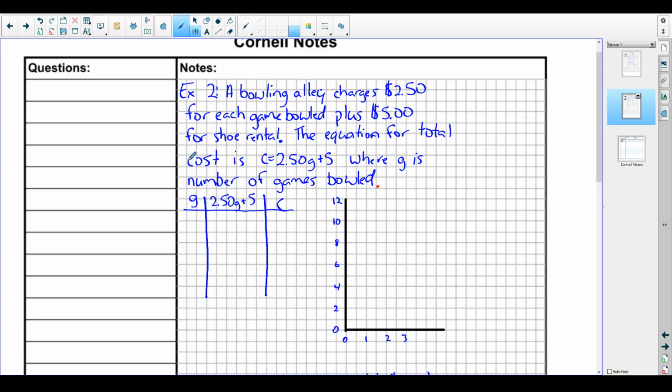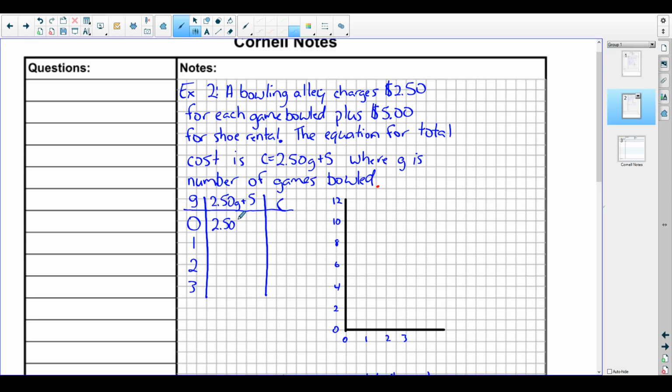So we say, what's the fewest number of games you could actually go bowling? And that is 0. It's very easy to bowl 0 games. Or we could bowl 1, or we could bowl 2, or we could bowl 3 games. Okay? So if it's a word problem, you have to think a little bit about what x makes sense to be. Alright, then we just substitute it into our equation.